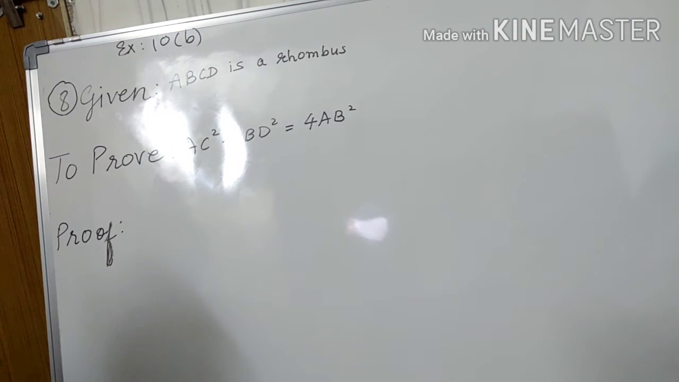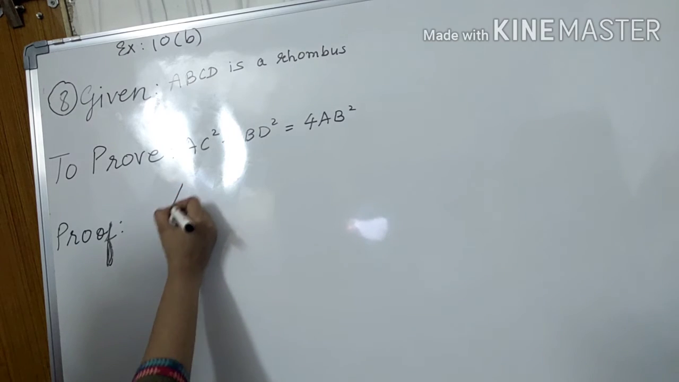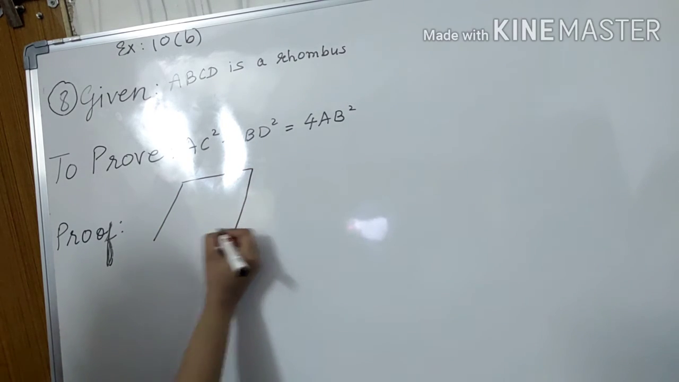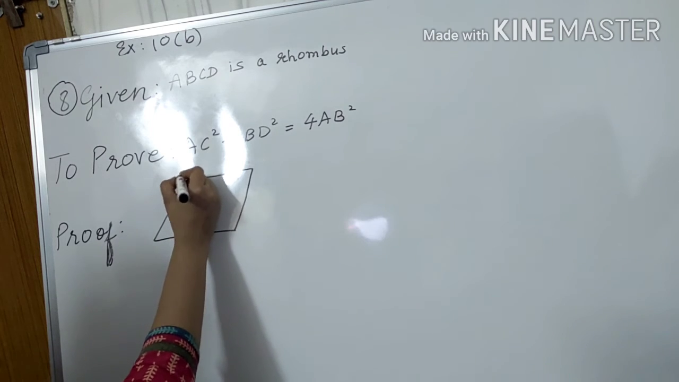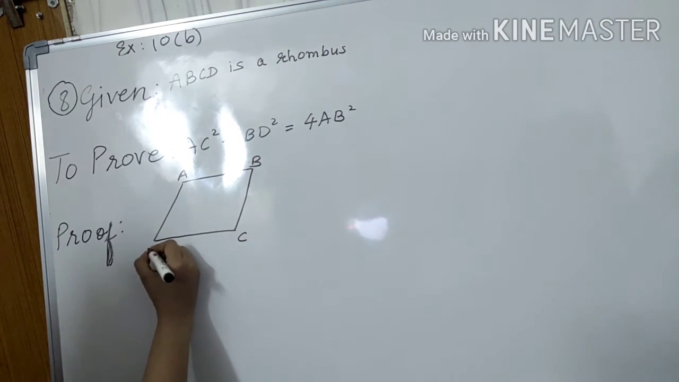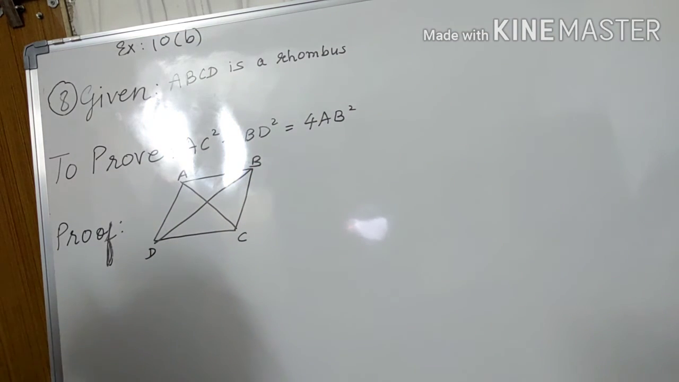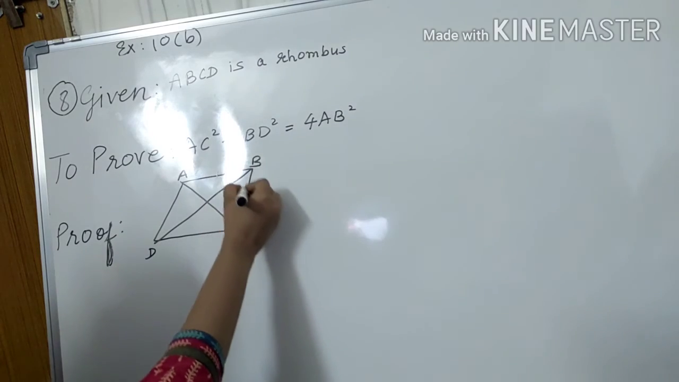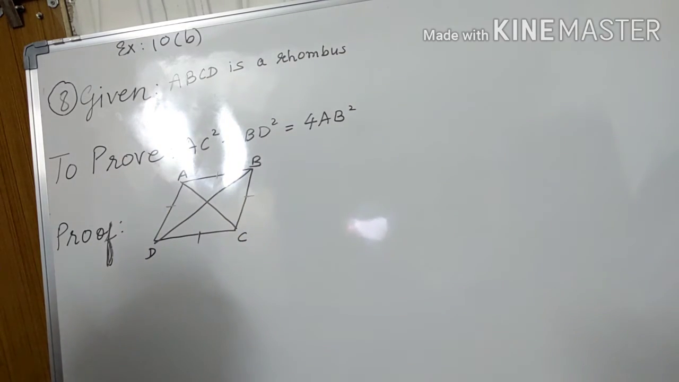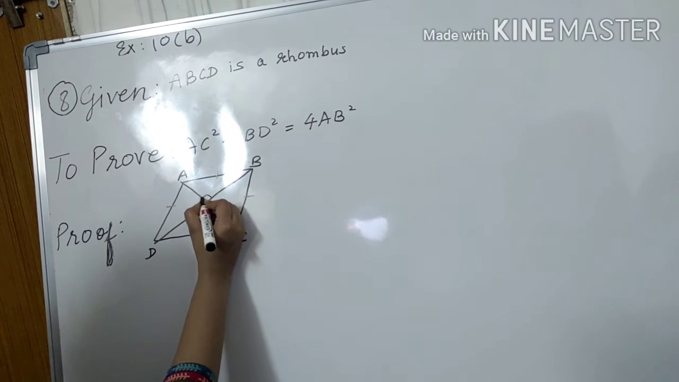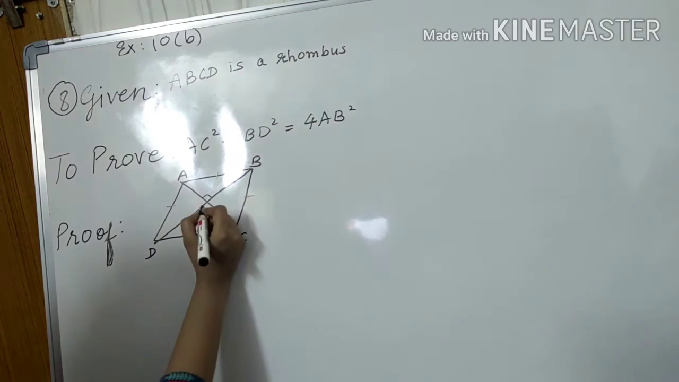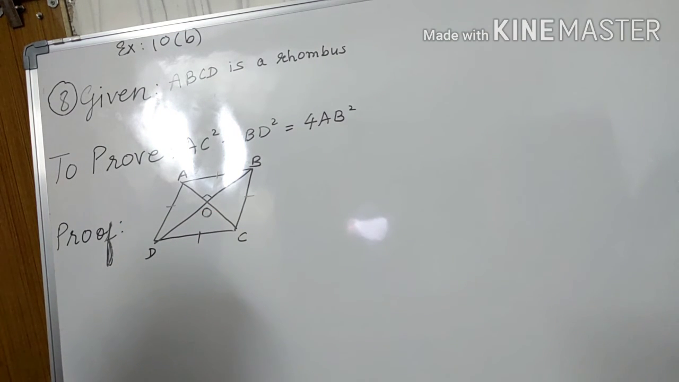Now students, first of all let us draw the figure. Here rhombus, it is given in the question. So this is our rhombus ABCD. These are the diagonals of rhombus ABCD. Now let us recall our properties of rhombus. It is very important. All the sides are equal in a rhombus. Also the diagonals bisect each other at 90 degrees. So here I write point O, the intersecting point, and they are bisecting.